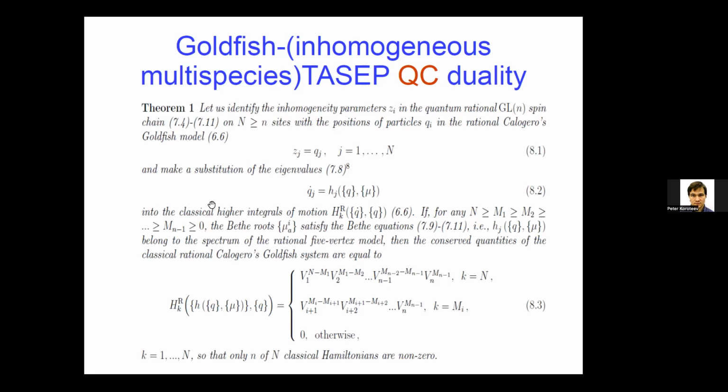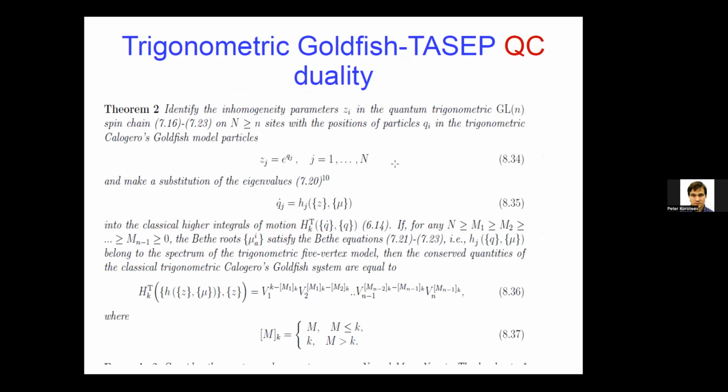And the conserved quantities can be related to twists in the corresponding TASEP model. The variables v here correspond to twists with particular multiplicities. The same can be done for the trigonometric case, so we could consider the trigonometric goldfish model. At the previous slide, I considered the limit of the rational Ruijsenaars model, and here I consider the limit of the trigonometric Ruijsenaars-Schneider model, and the so-called trigonometric TASEP case.